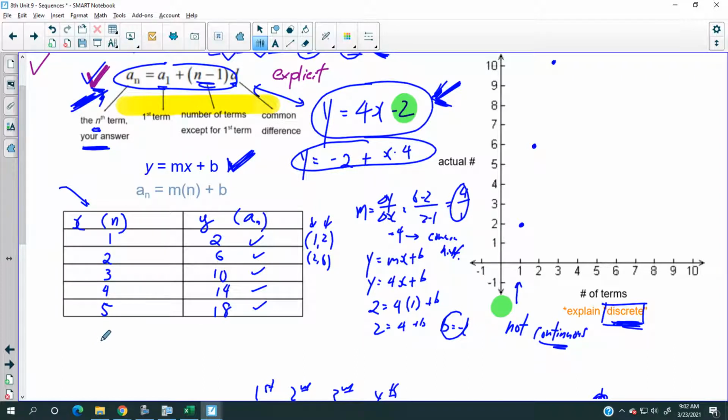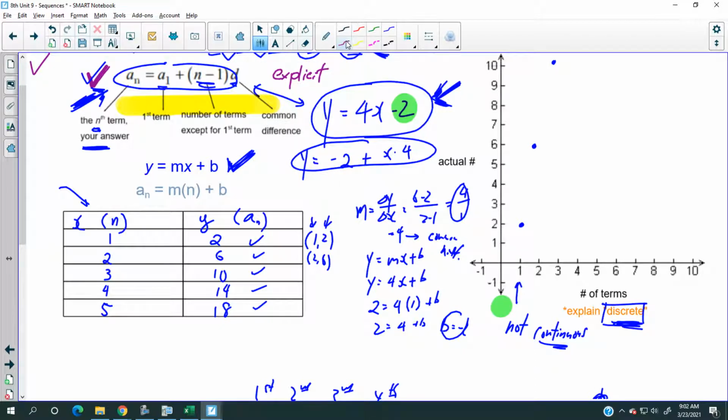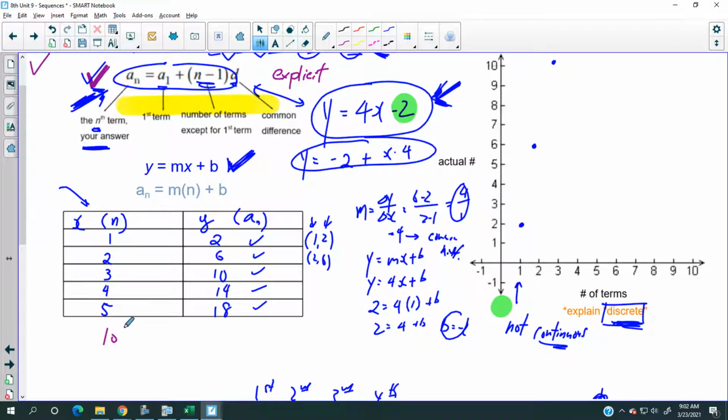If I were to ask you, hey, what's the 10th term in this sequence? You could very, very easily use this formula and find out. So 4 times 10, minus 2, right? So that's 38. So if I were to ask you, hey, what's the 10th term here? You can tell me that the answer would be 38. Okay, so that's the point.